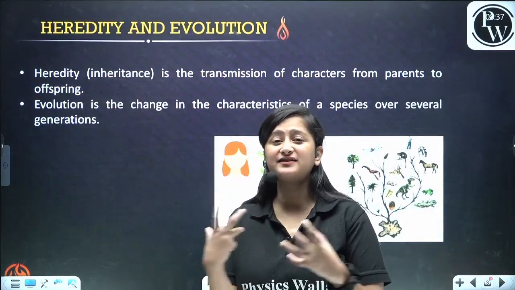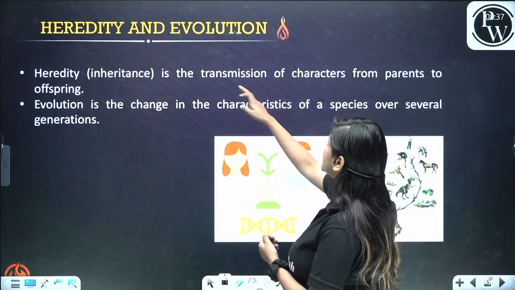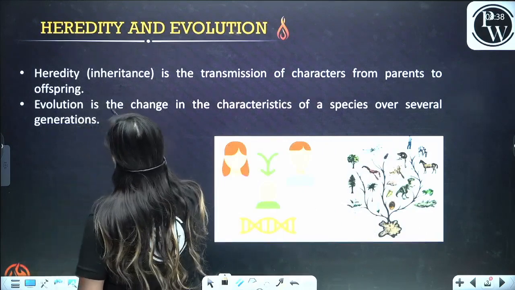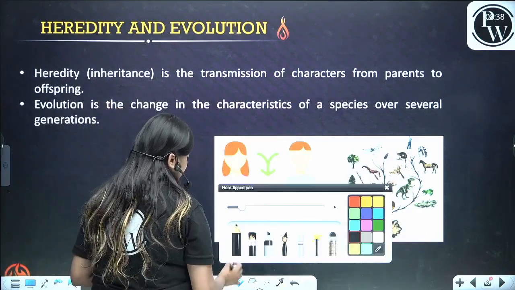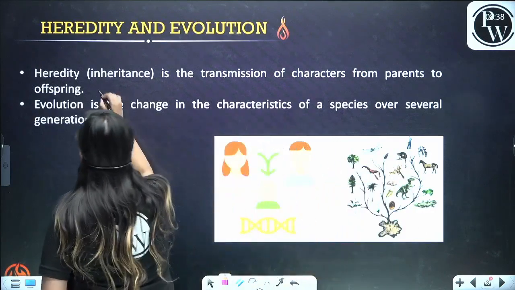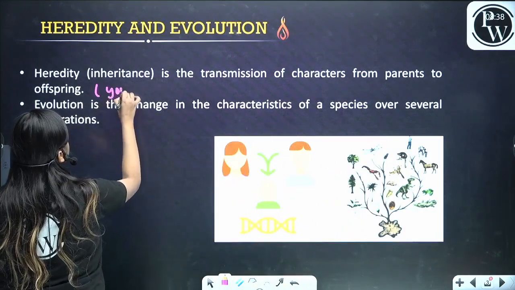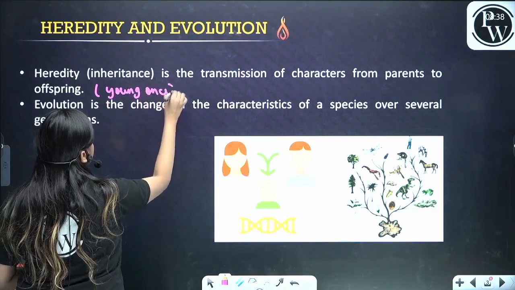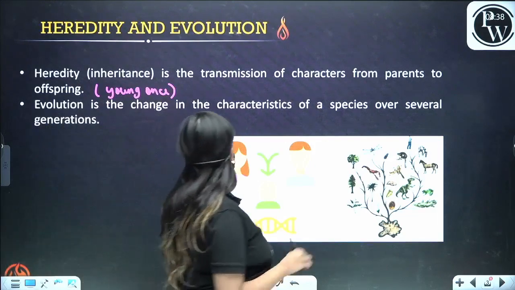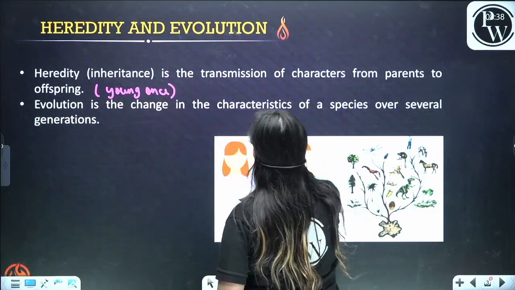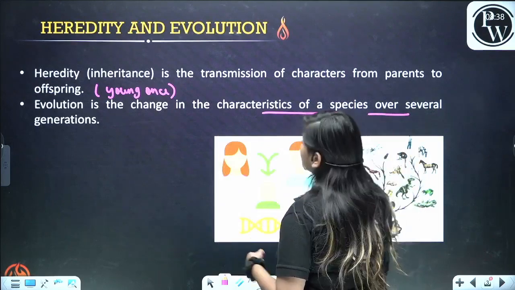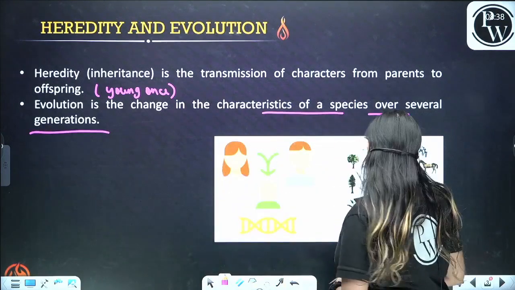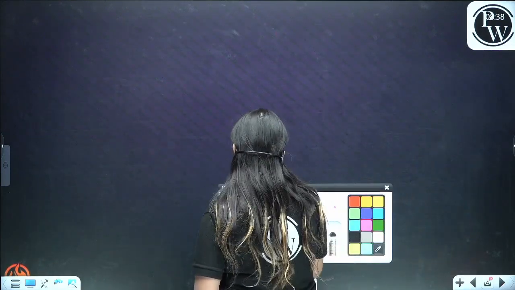Heredity is the transmission of characters from parent to offspring. Offspring means young ones. Evolution is the change in the characteristics of the species over several generations. Now, what is this, ma'am? We couldn't understand. Now, let's see about heredity first of all.